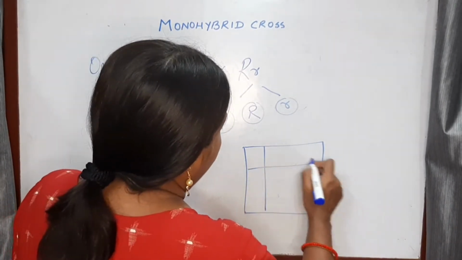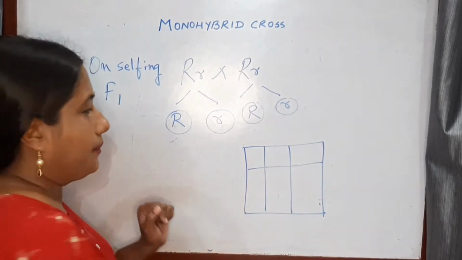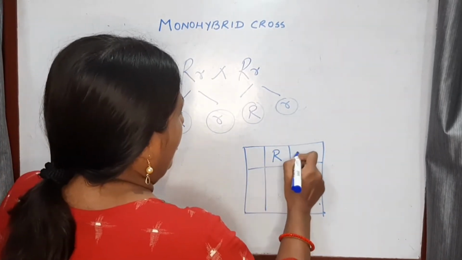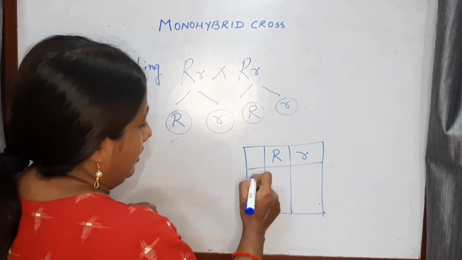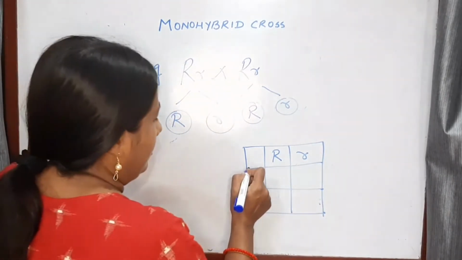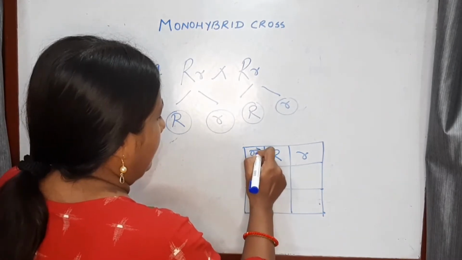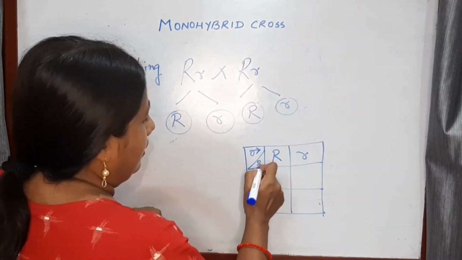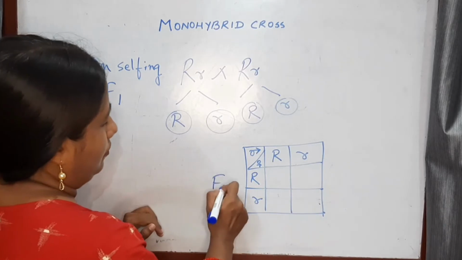Punnett square. So capital R, small r for this. Here capital R, small r. Give the symbol for the male and the female. Male parent, female parent. This is the F2.